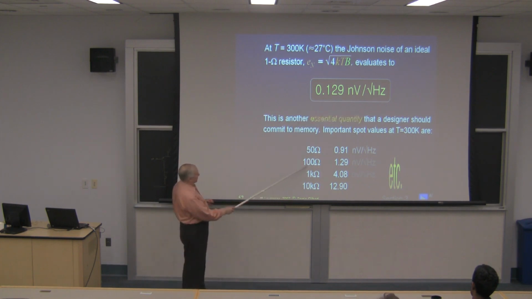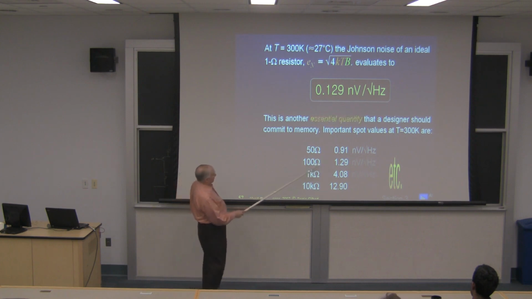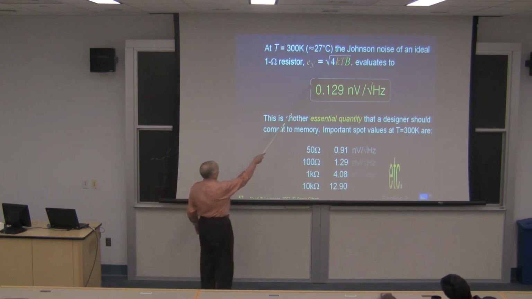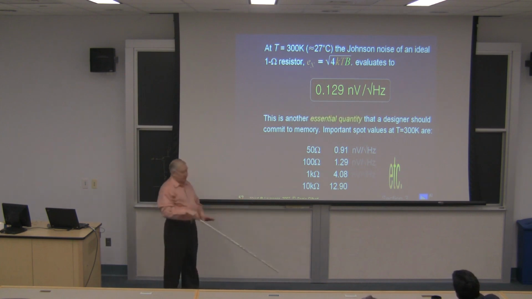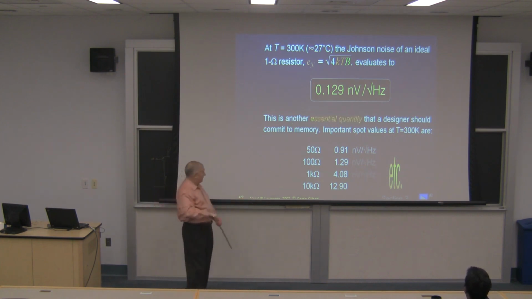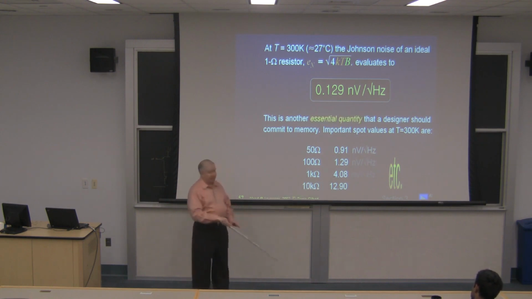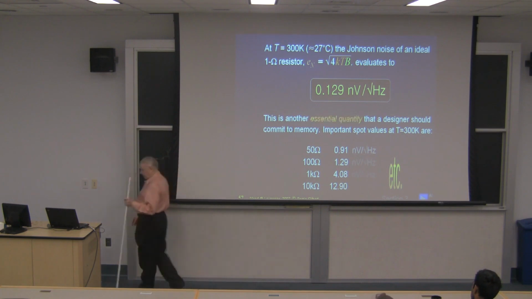For 100 ohms, it's 129 picovolts times root of R. Well, for 100 ohms, root of R is 10, and the noise of a 100 ohm resistor is 1.29 nanovolts per root hertz. And of course, everything follows. It's just very simple. But it's easier to remember this than calculate that every time. And it gives you a sense of what you should expect. I mean, if you are designing a circuit which has a 1K resistor in series with its input, you've got to be sure that you don't care about at least that extra 4 nanovolts per root hertz of noise.